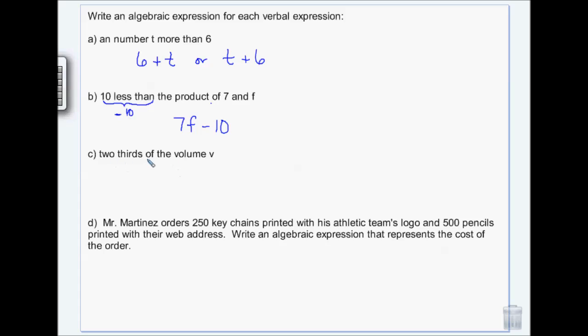Okay. 2/3 of, this of is multiplication. So I've got 2/3 of a volume. So it's 2/3 v.